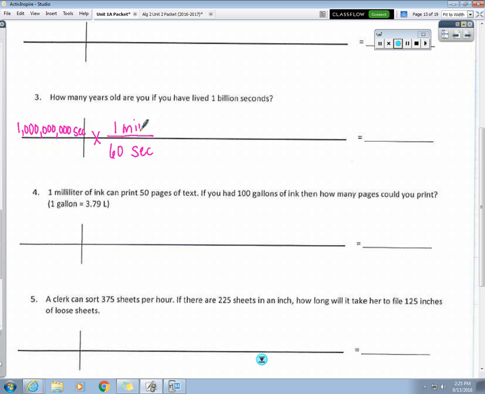Right. Okay. Then the next denominator has to be in minutes. What do you know about minutes? Right. Now remember, we're trying to go all the way to years though. So now what has to go in the denominator? Hours. What do you know about hours? Right. Then you have to do days. What do you know about days?